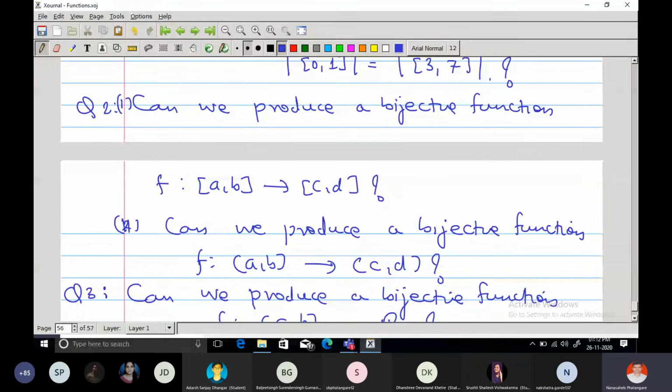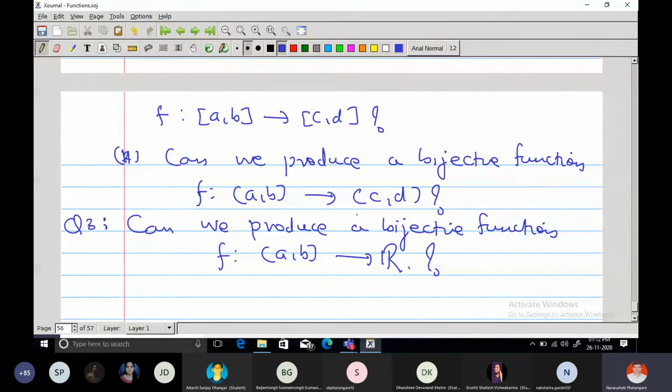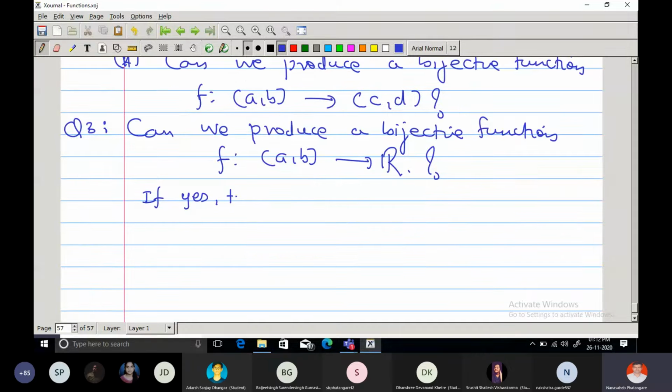If the answer is yes, then what is the conclusion of the third question? If the answer to the third question is yes, then the number of elements in the interval, a small interval, is the same as the number of elements in the whole real line. This is an interesting thing, right? Correct?